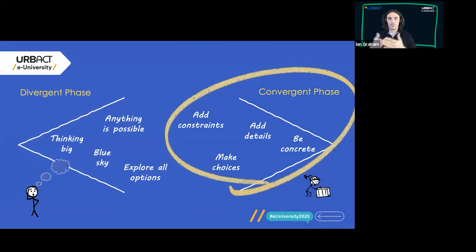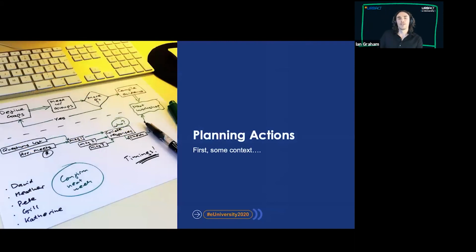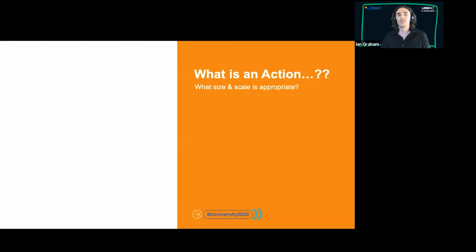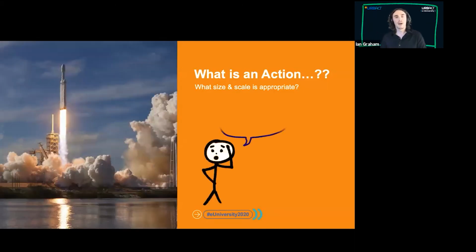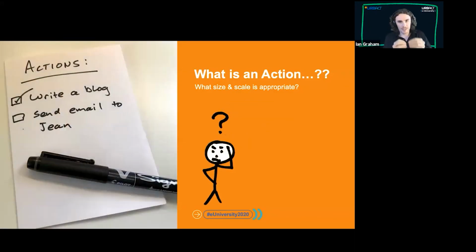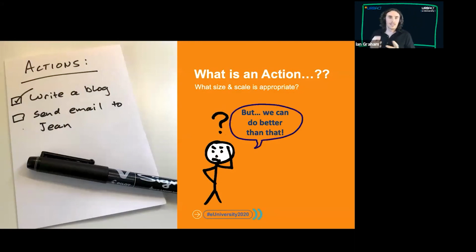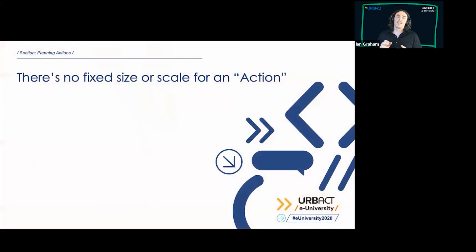It's that convergent phase and bringing things down. So in terms of what we mean by actions then and planning actions, it's like setting out some context first, and there's that question, what is an action? And particularly, how big is it? What's the size? What's the scale for it? Is it something really groundbreaking and huge? Probably a bit over the top. Or is it something really small and micro? And I think in reality, we're trying to get the right balance. Now, there's no fixed size or fixed scale for an action per se.